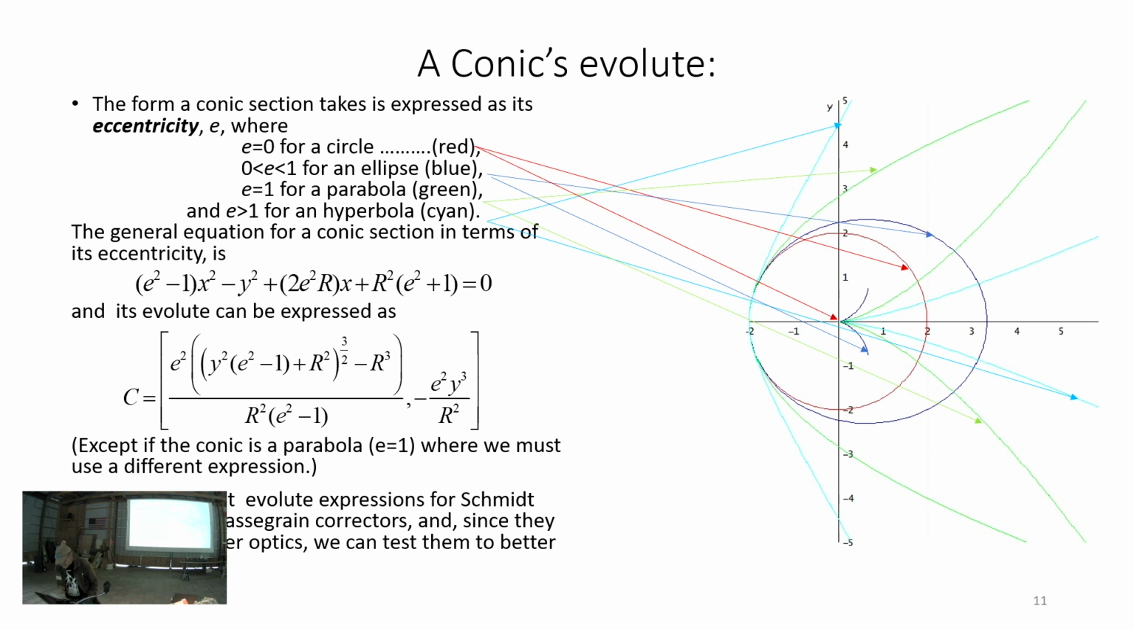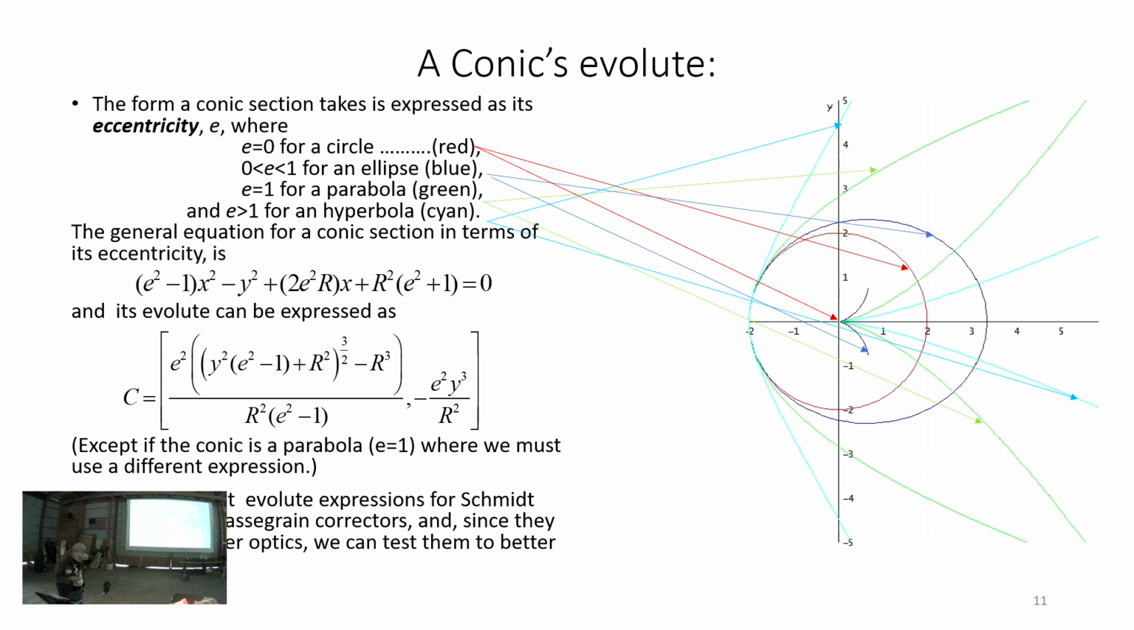Now the diagram's a little busy, but it's color-coded. The circle's red and its center is red, although you may have a little trouble seeing that. The ellipse is blue, and it has an eccentricity bigger than 0 and less than 1. And its evolute is blue as well, a little curve here. The parabola is green, and it has its evolute here. And the hyperbola is cyan, and its evolute is here.